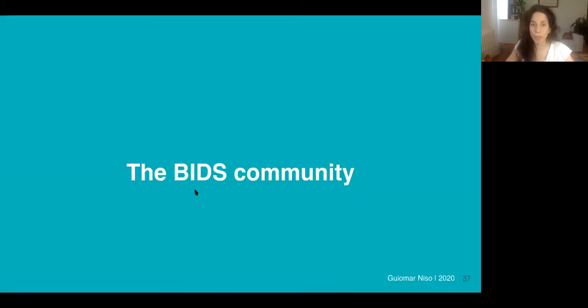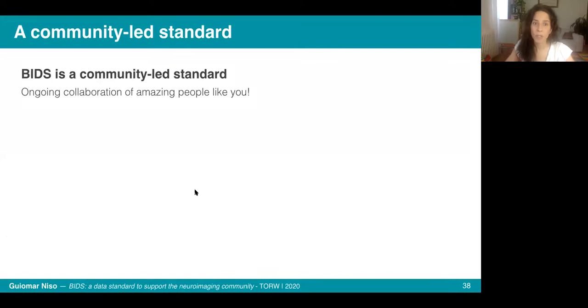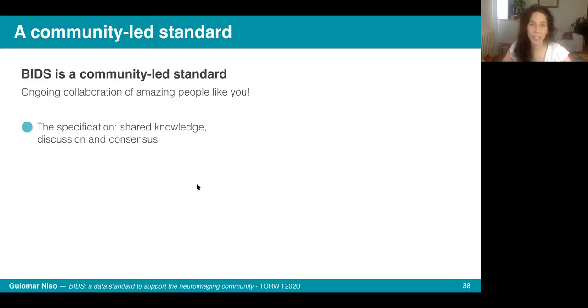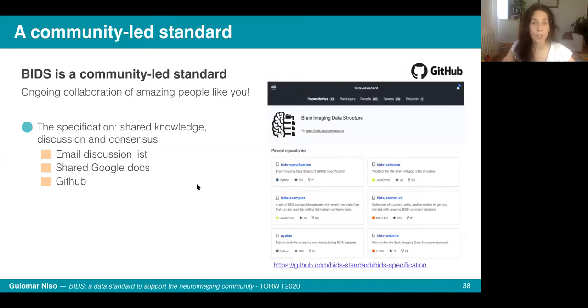But BIDS is something beyond the specification, and it's the community. BIDS is a community-led standard, so it's the result of ongoing collaboration of amazing people like you. The specification is created after sharing knowledge, discussions and consensus through the email discussion list, through Google Docs, and through GitHub. So we have a GitHub page where all the updates are being taken into account, and PRs, and we now also have a well-specified governance structure.